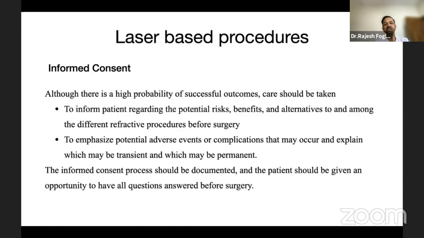So once you decide that this patient is willing or fits into the category where you can do a laser-based procedure, an informed consent is extremely important, although the current data suggests that most of these procedures have a very high probability of successful outcome. It is still, on our part, we should inform the patient about the potential risk benefit and the alternatives that may be there among the various refractive surgery procedures. And also to emphasize the potential complications that may occur no matter how rare, and explain some of them which may be transient and some of them which can be permanent and result in loss of best corrected visual acuity.